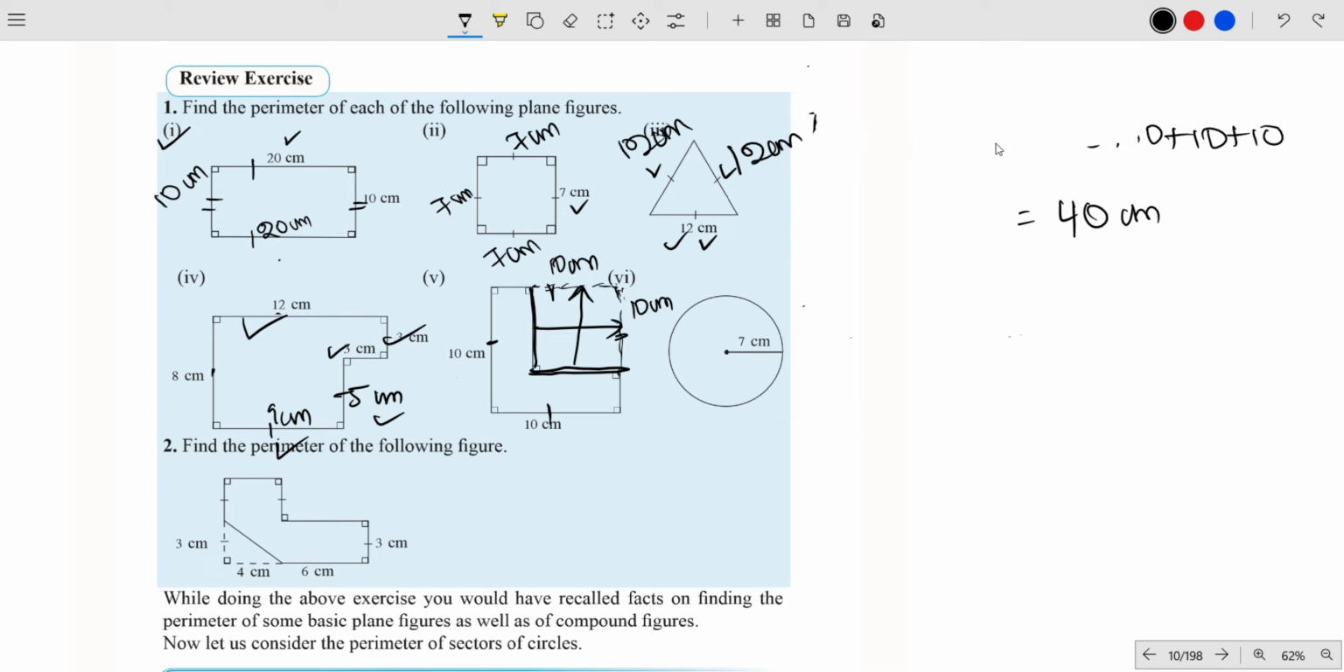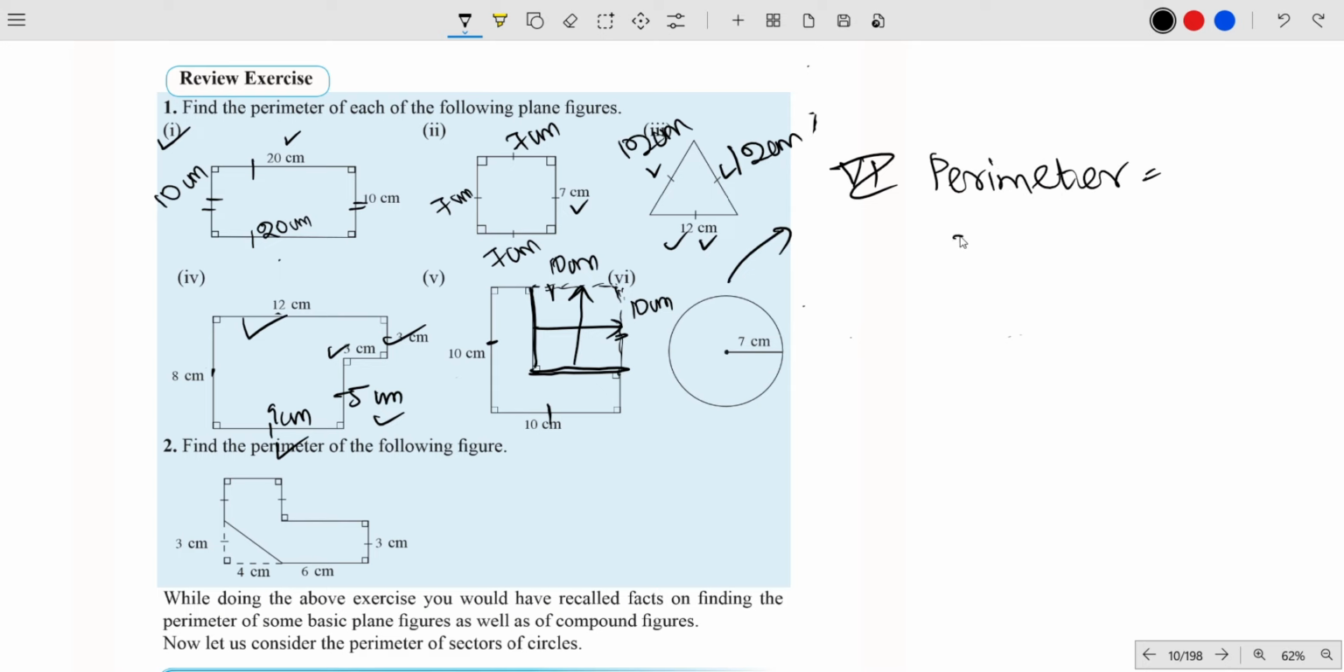And in the sixth question, it is a what? It is a circle. We know that there is an equation for the perimeter of a circle. It is equal to 2 pi r. We have studied and memorized this equation. 2 is a number, then pi is a constant. Constant means it won't change. It will never change.